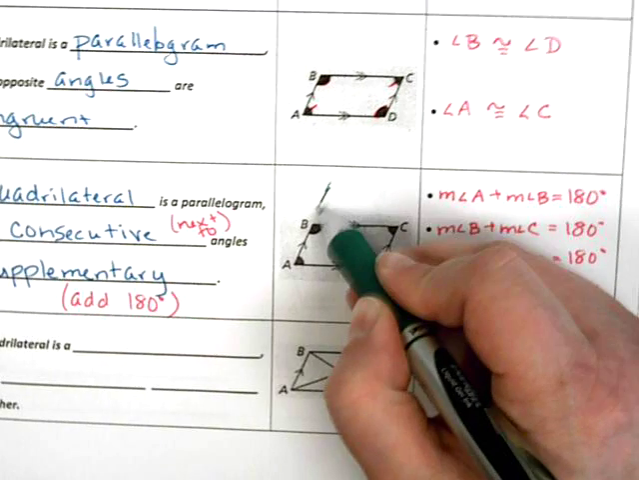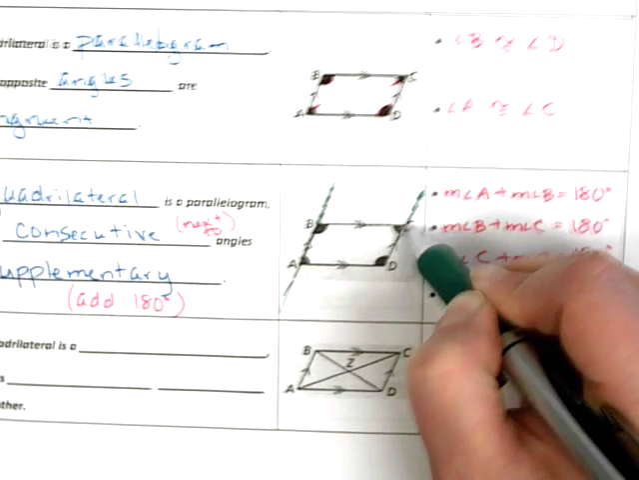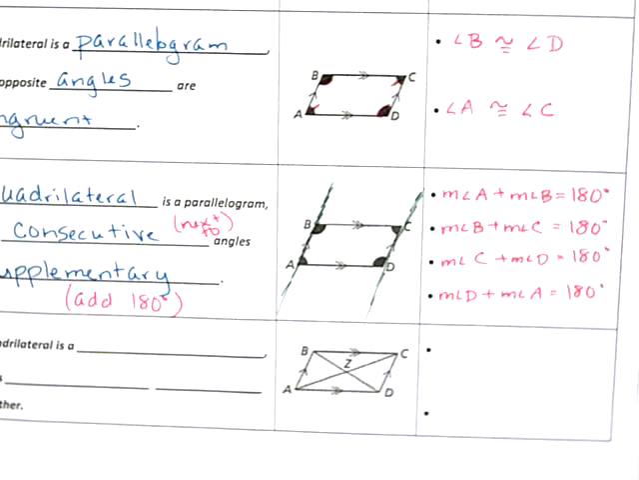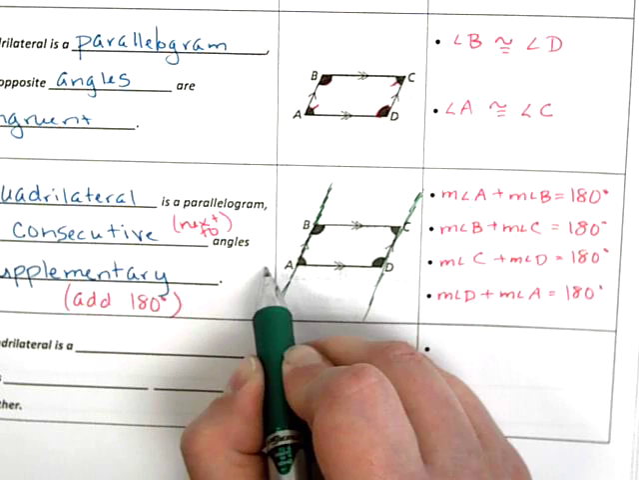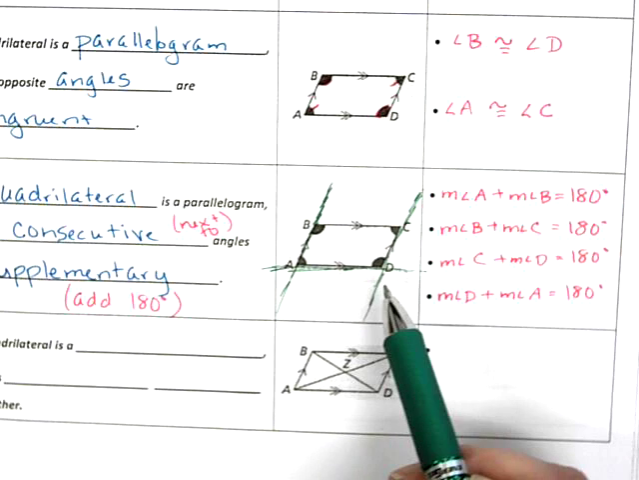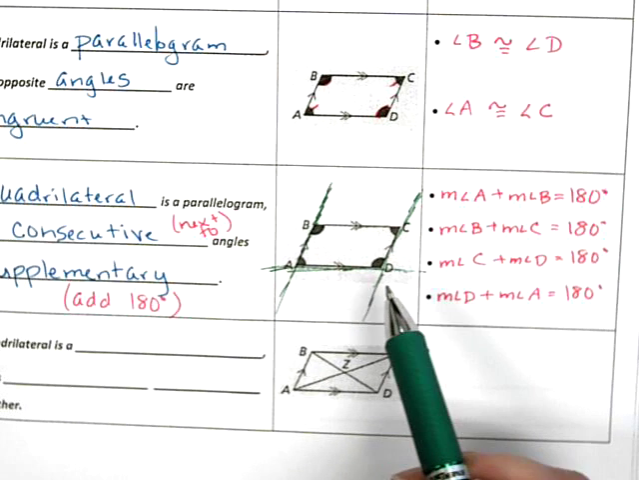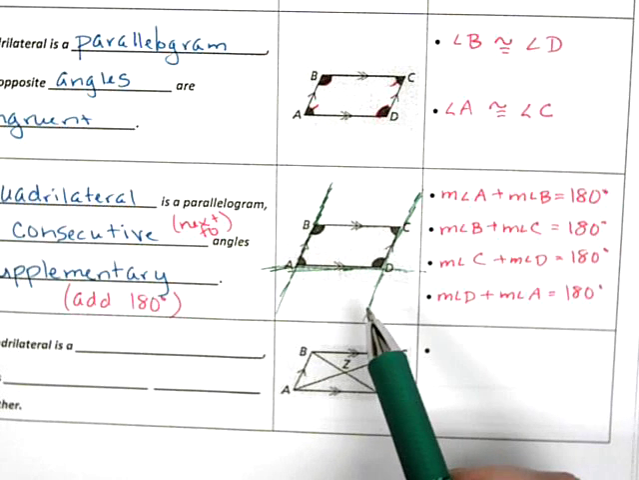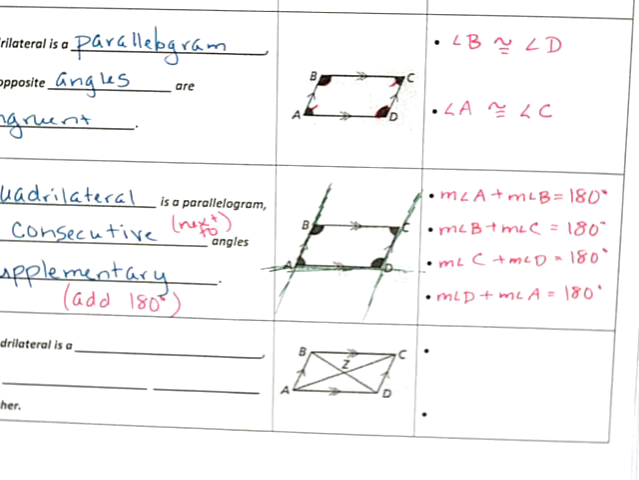If I were to extend those lines a little bit and make them so that they're clearly parallel lines, and I used AD as a transversal, then angle A and angle D are same side interior angles, which means they're supplementary. That's something from all the way back in chapter 3 that we learned. So now we're just applying it to this new figure.